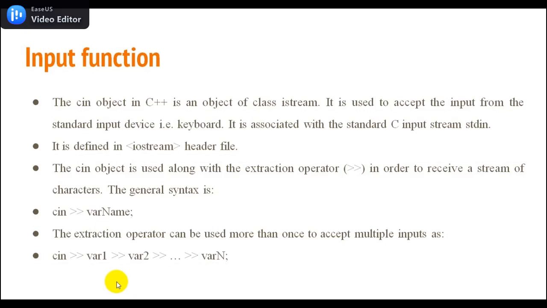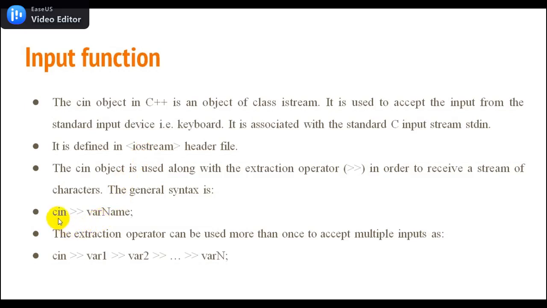So now let's start today's video with input and output functions. In C++ programming, for input and output functions, we are going to use Cin and Cout. We have already seen the basic functionality related to Cin and Cout. Now, Cin is the object of class istream. It is used to accept input from a standard input device like the keyboard. If we are using the Cin object in our programming, then we must include the header file iostream in our program. Here is the basic syntax of Cin.